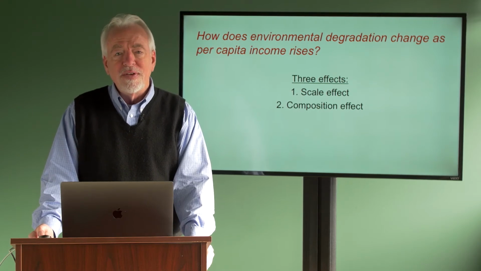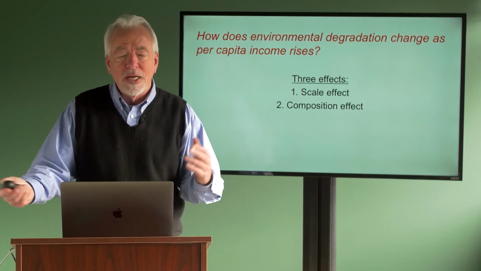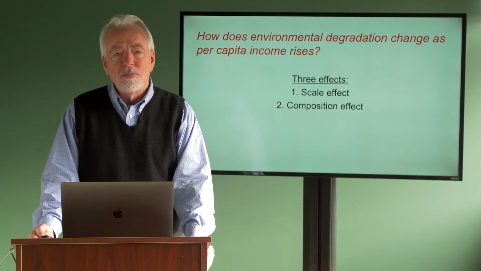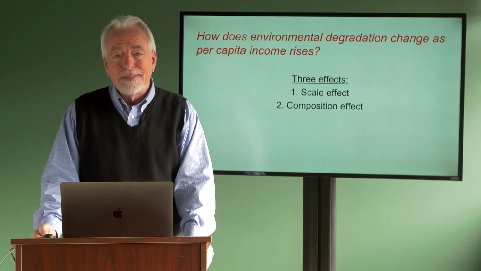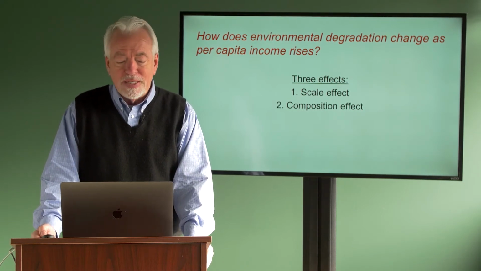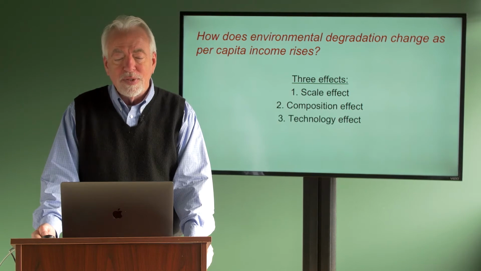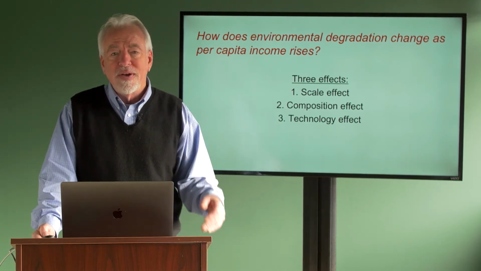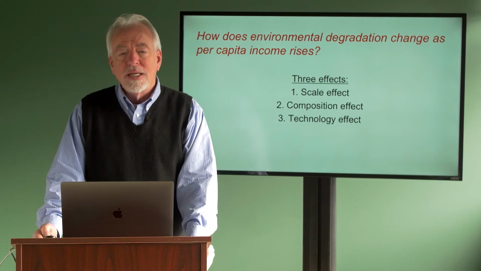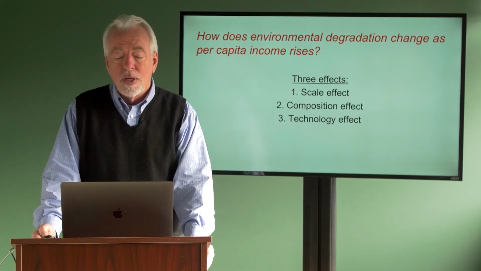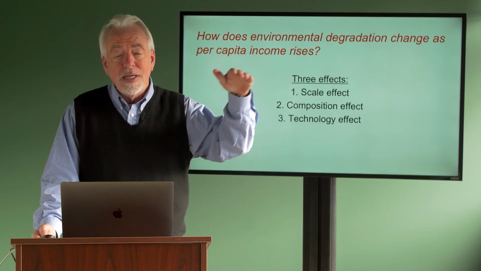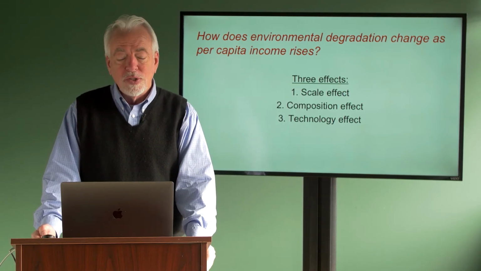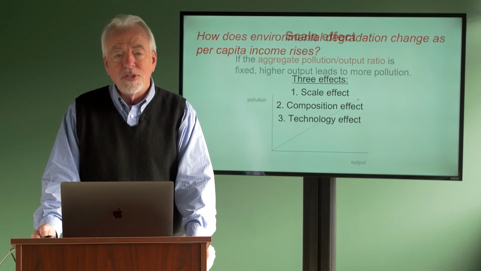If the composition of economic activity shifts over time, with some sectors becoming bigger and some becoming smaller in relative terms, and the amount of environmental degradation per sector varies, then that changing composition of the economy could affect the amount of environmental degradation. And the third is a technology effect. If, as per capita income rises, technologies improve in ways that reduce environmental degradation per unit output, that could lead to declines in environmental degradation, or at least temper the degree to which it goes up as a result of the scale effect or the composition effect.